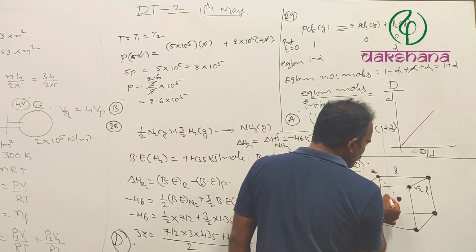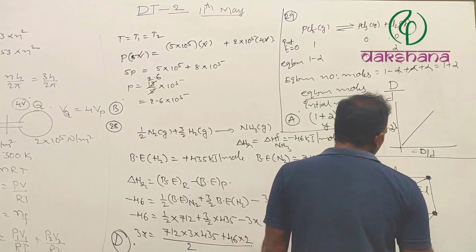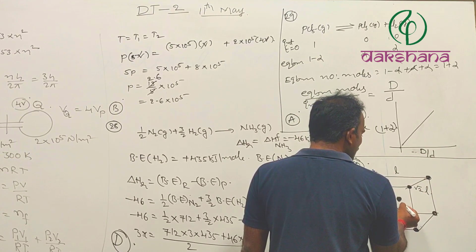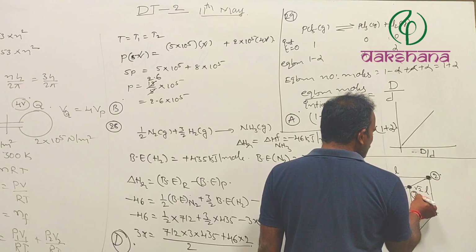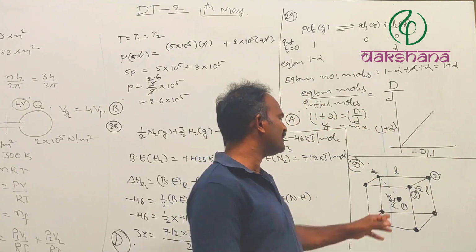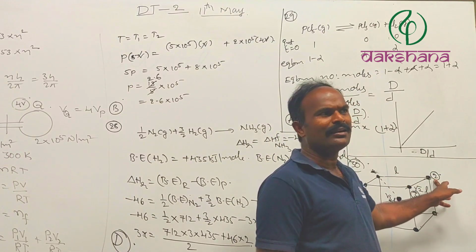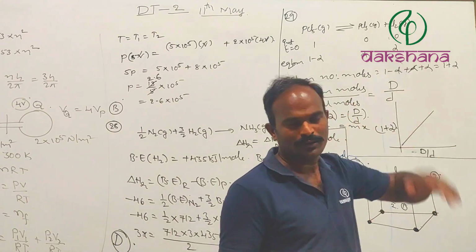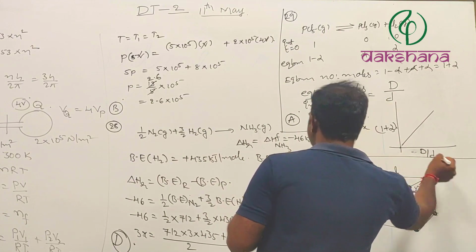Therefore, the distance from here to here is going to be root 3 L divided by 2. Now, if you see, this is root 3 L by 2, and this one is L. So this is the first nearest neighbor, this is the second nearest neighbor, and this is the third nearest neighbor. The first nearest neighbor is the body center because it is in contact. The second nearest neighbor is one of the adjacent corners, and the third nearest neighbor is the diagonal corner. Therefore the option is going to be option C.